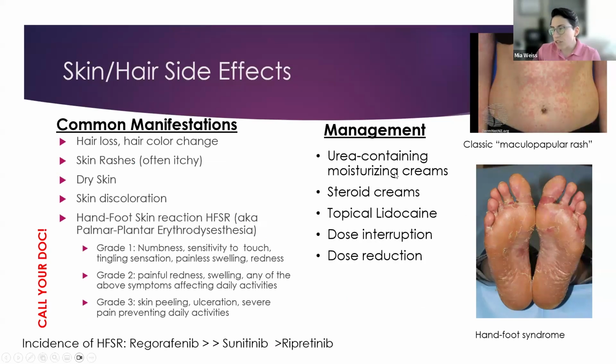I would say, especially if it's the hands, the feet, like we talked about, these urea containing creams are great. Patients find a lot of benefit from them. Steroid creams for itchy rashes certainly is an option as well. And again, if it's very bothersome, you may want to talk to your doctor about holding the drug, and it all kind of depends on how severe it is, how bothersome it is.